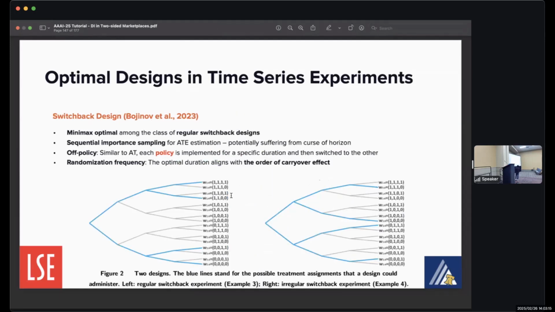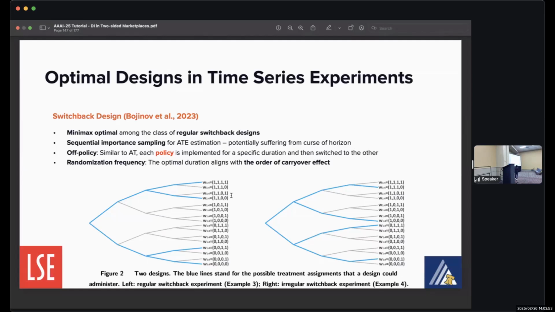And the second design corresponds to an optimal switchback design proposed by Basse, Ding and their collaborators. They showed that their design is minimax optimal among the class of regular switchback designs. If you look at these figures, this regular switchback design corresponds to a restricted class of designs. If you look at the first figure, for instance, among all possible designs, only these four belong to the class of regular switchback designs.